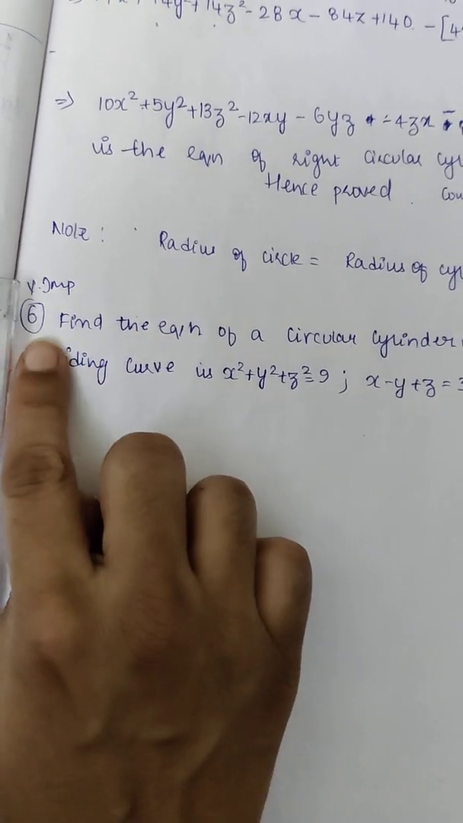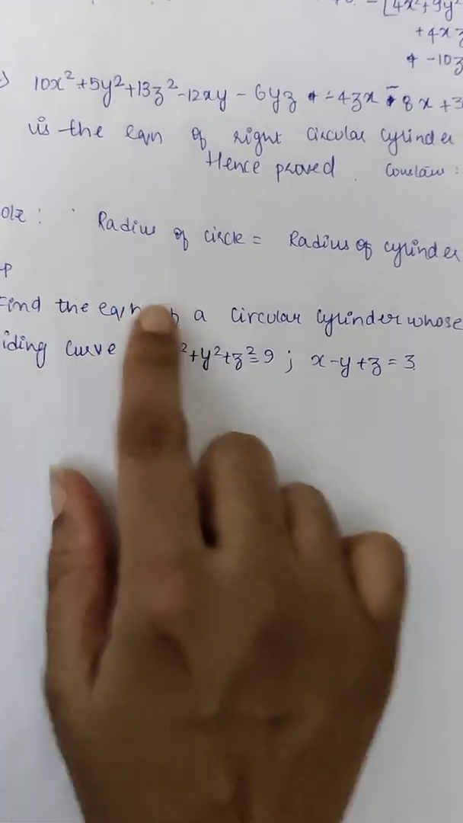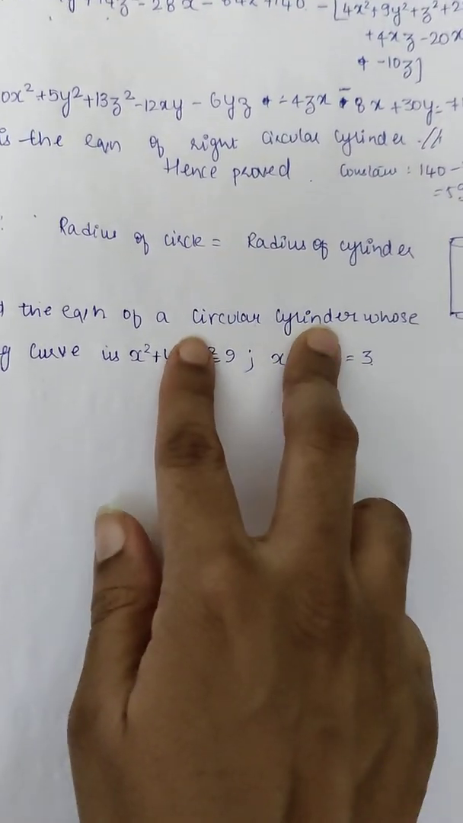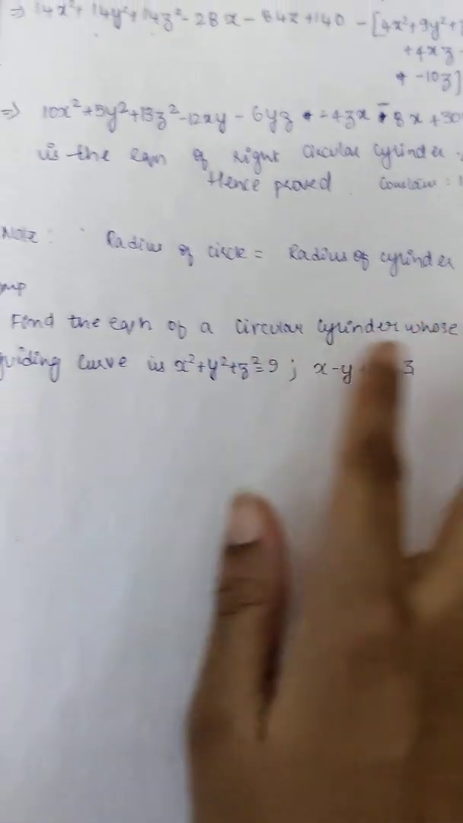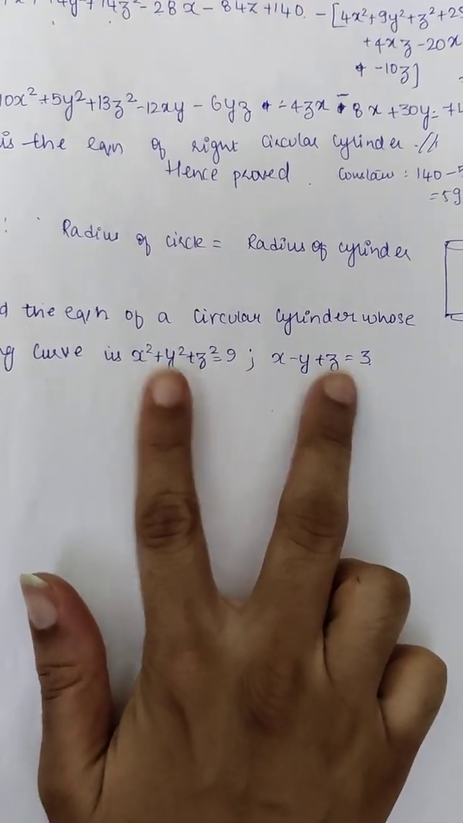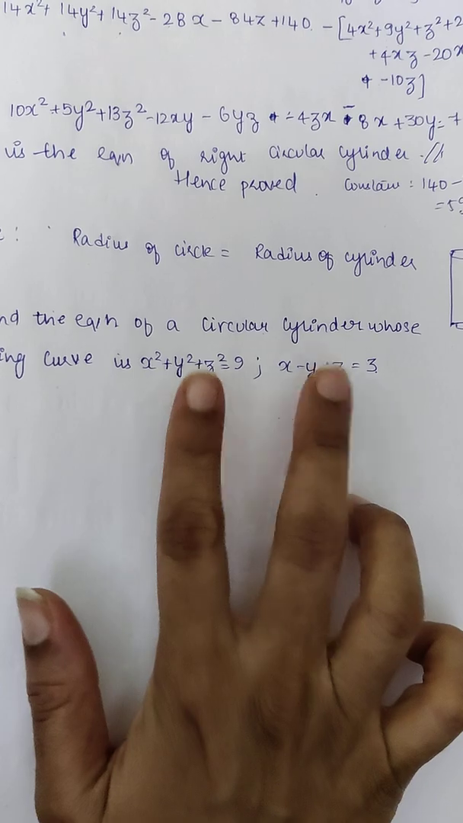Let us move on to question number 6. It states: find the equation of the circular cylinder. Do not get confused with the word circular cylinder. The meaning of this is the right circular cylinder whose guiding curve is given in this particular problem, in this particular form.